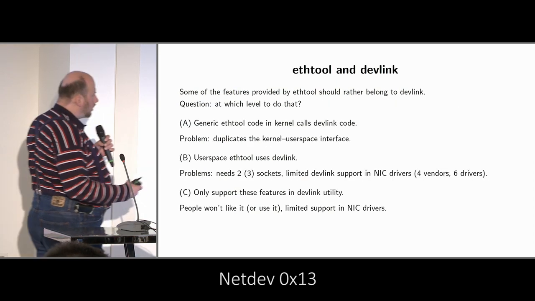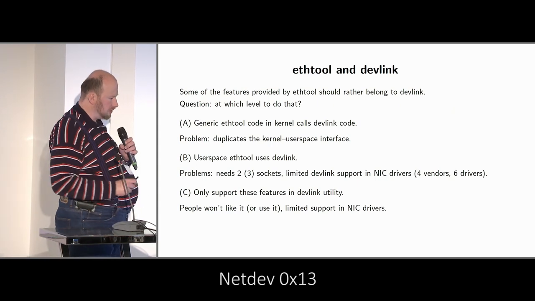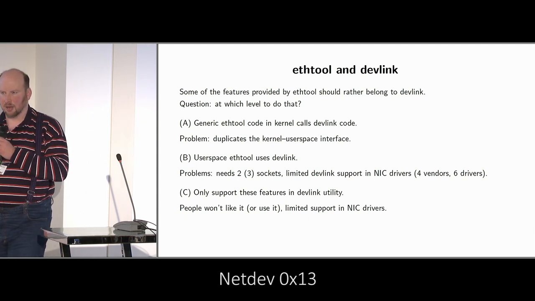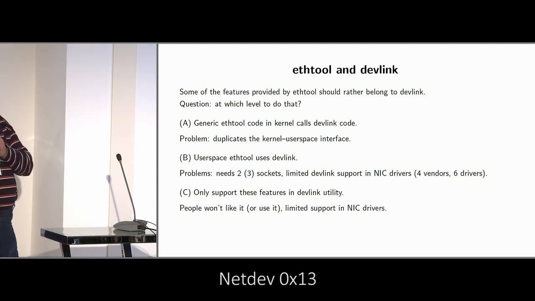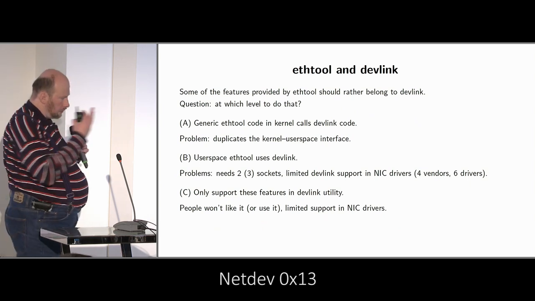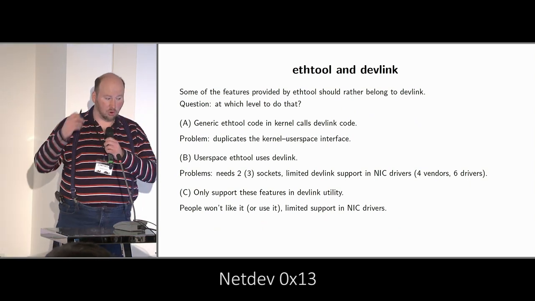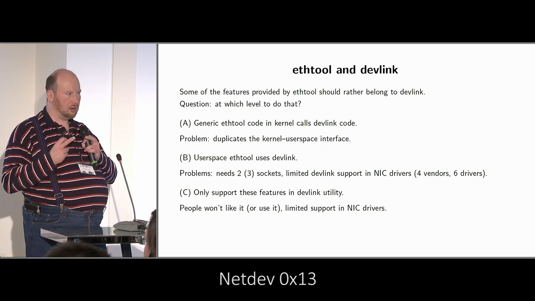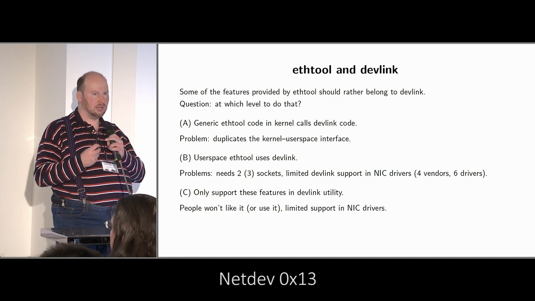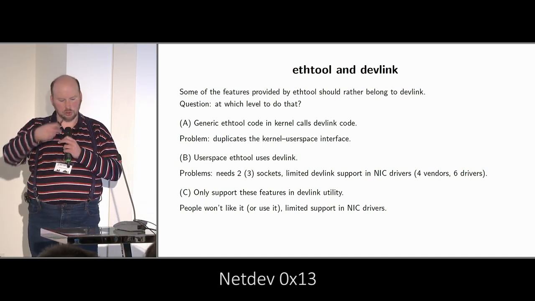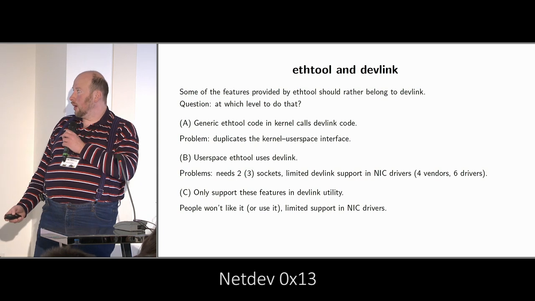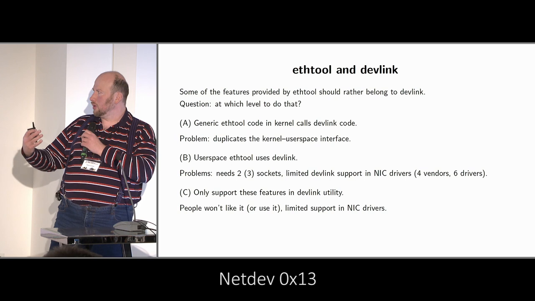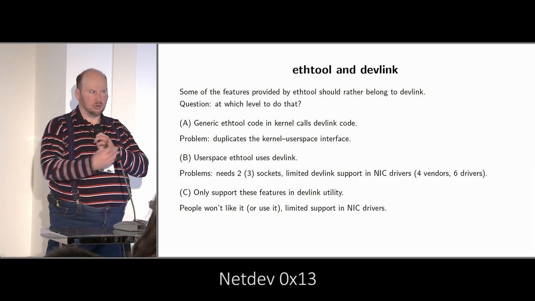So some open questions. One of the open questions is the relationship between ethtool and devlink, because traditionally ethtool implements some features which would rather belong to devlink. One example was the flashing, but there are more like that. Now the question is on which level we are going to use devlink to implement ethtool features. Well, one option is that the generic ethtool code in kernel would call devlink code or devlink callbacks.